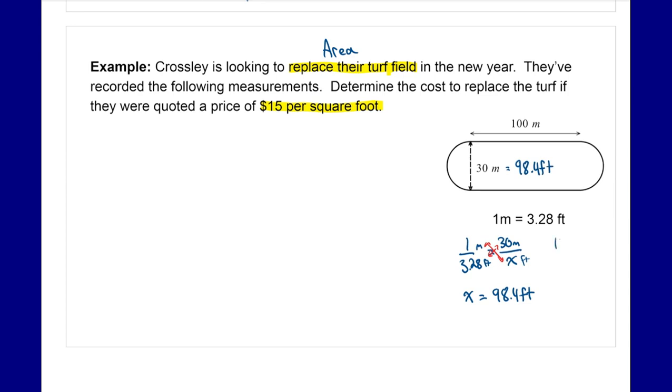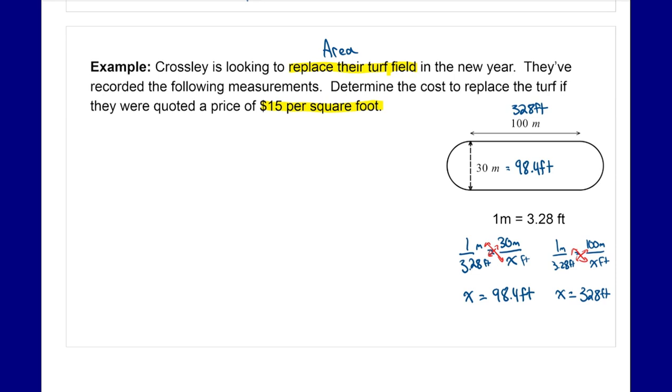I need to do the same thing for 100 meters for the other measurement. So 1 meter over 3.28 feet is equal to 100 meters over an x number of feet. Cross multiply. We get 1x, or just x, is equal to 328. So this 100 meters is actually 328 feet.